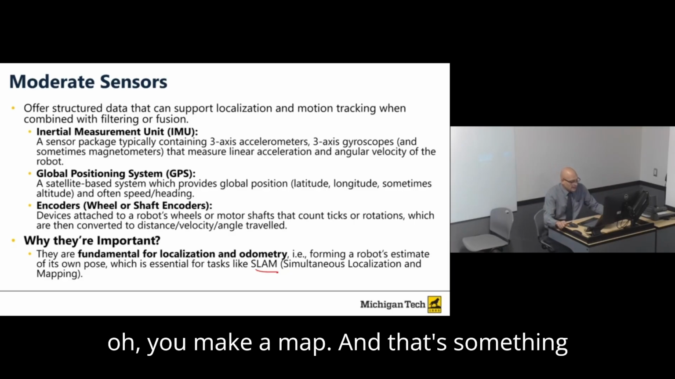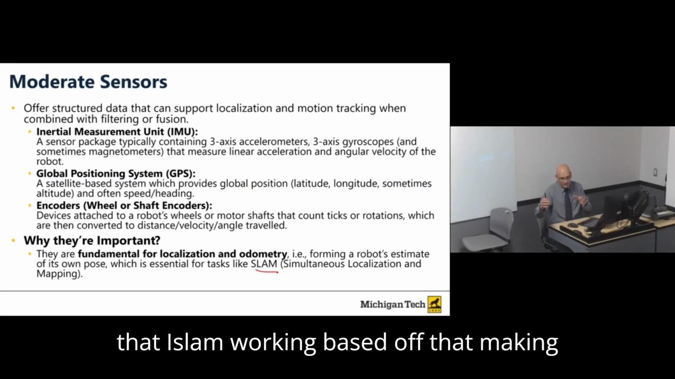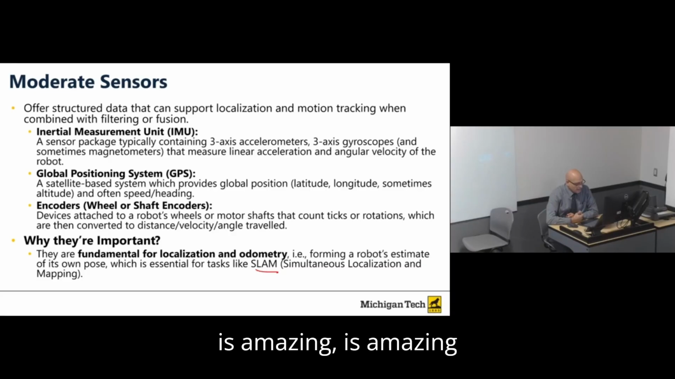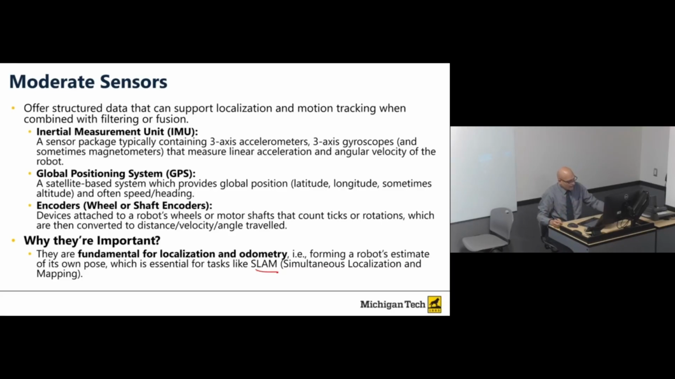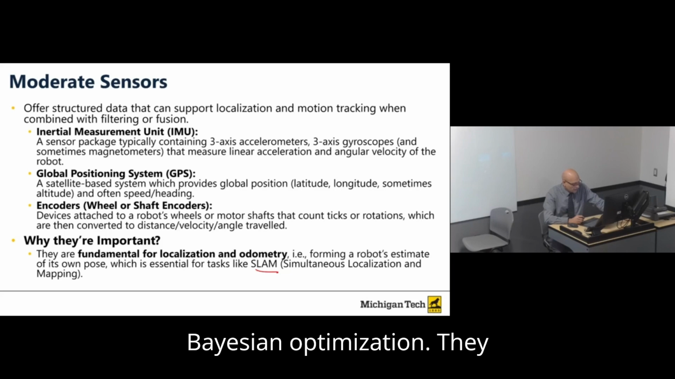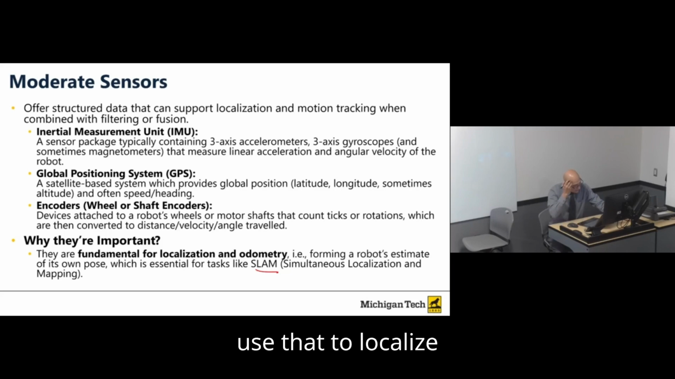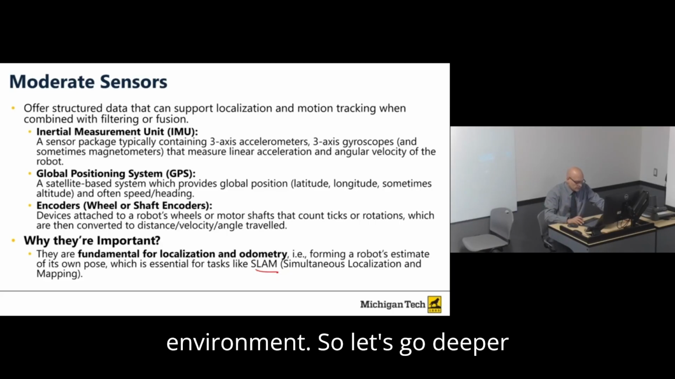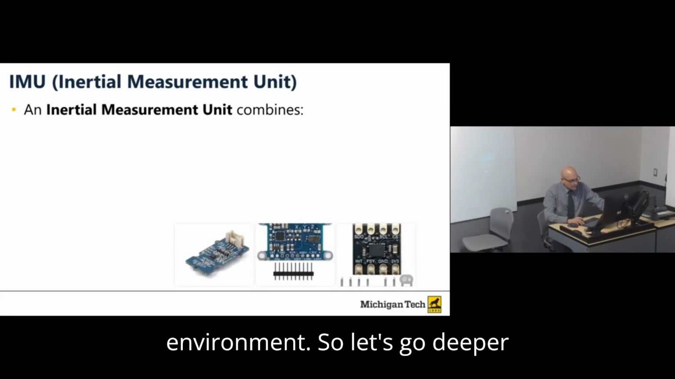And that's what SLAM works based off, making these loops. It's an amazing algorithm. And it mostly works based off probability and actually the Bayes formula. We call it Bayesian optimization. They use that to localize and at the same time make a map of the environment. So let's go deeper into IMU.